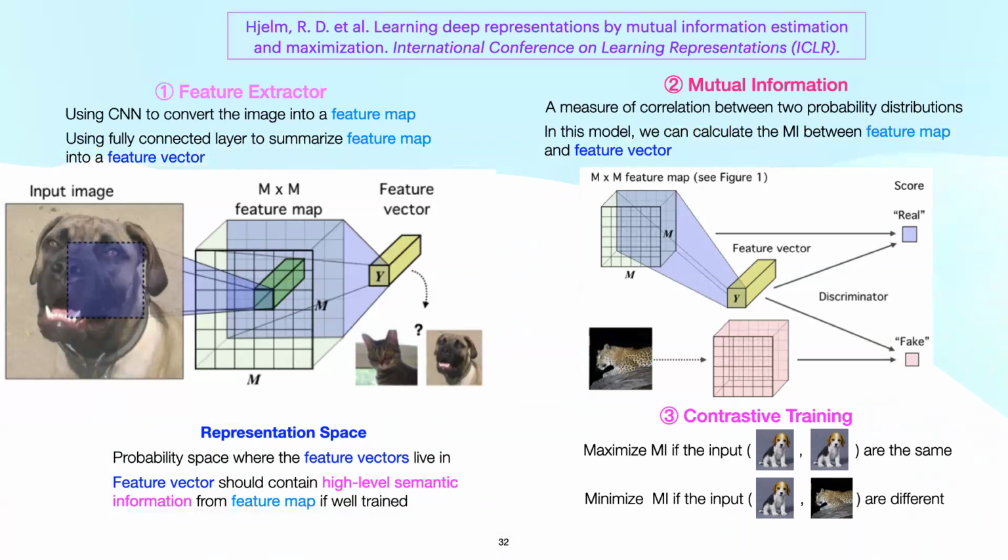If the two inputs are from the same image, you want to maximize the mutual information between the feature map and the feature vector. And if the two inputs are from different images, you want to minimize the mutual information between your feature map and the feature vector. I think this is a little bit counterintuitive, so feel free to come and ask me about this after the lecture.